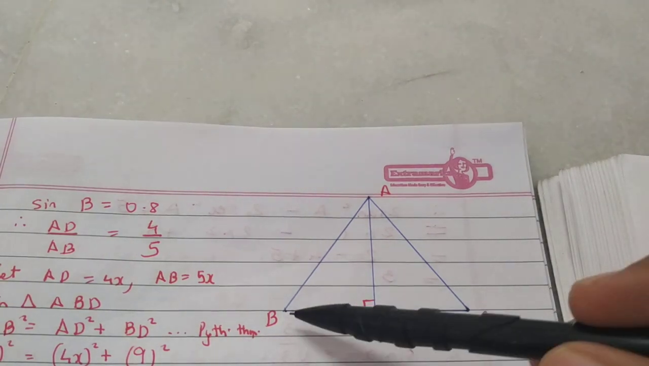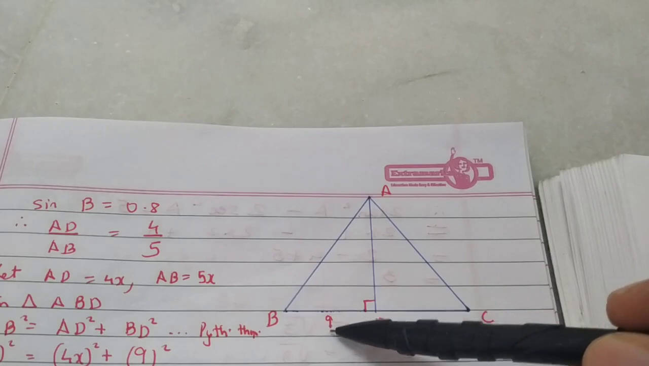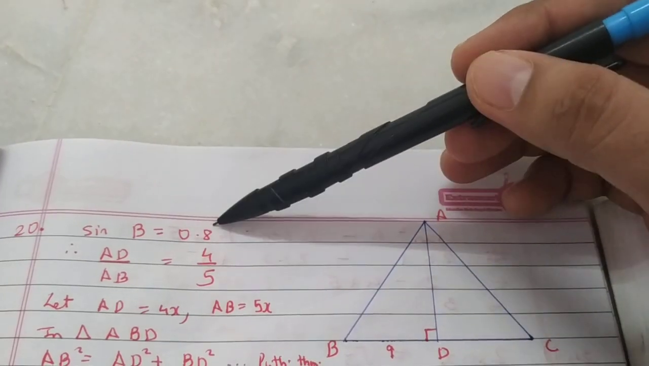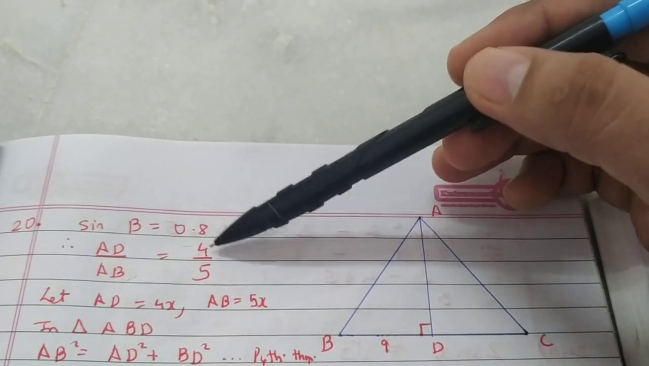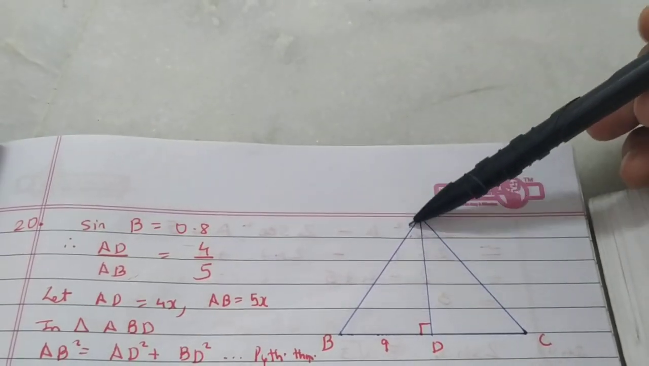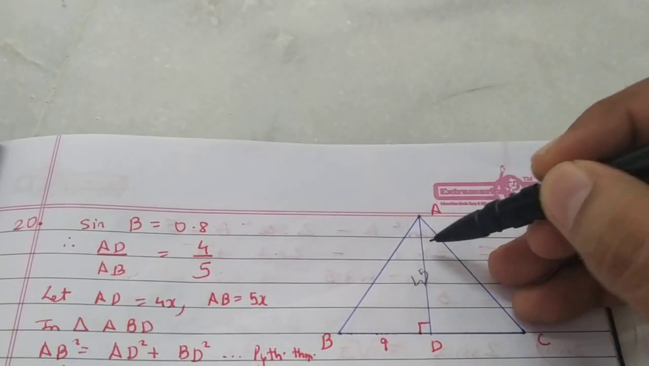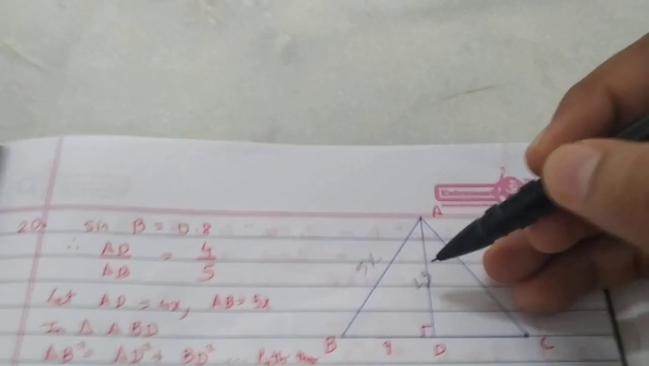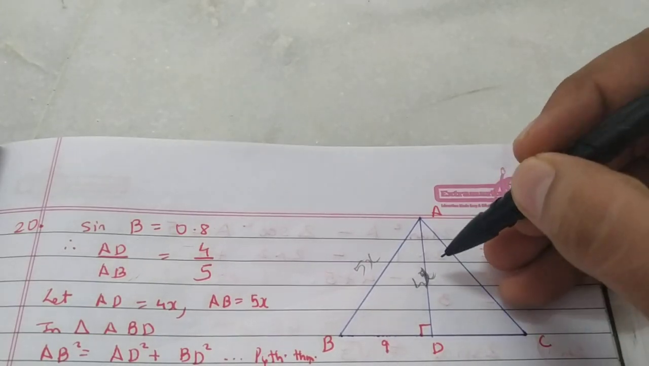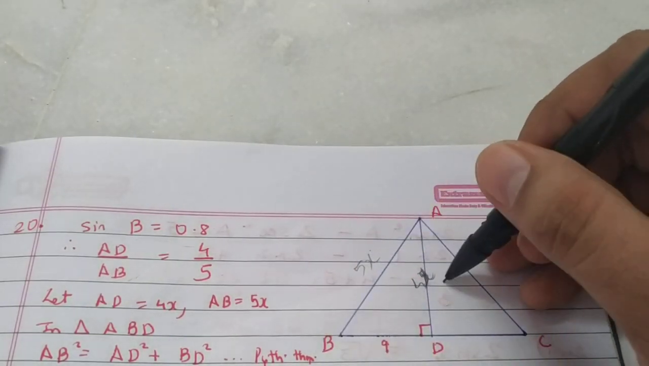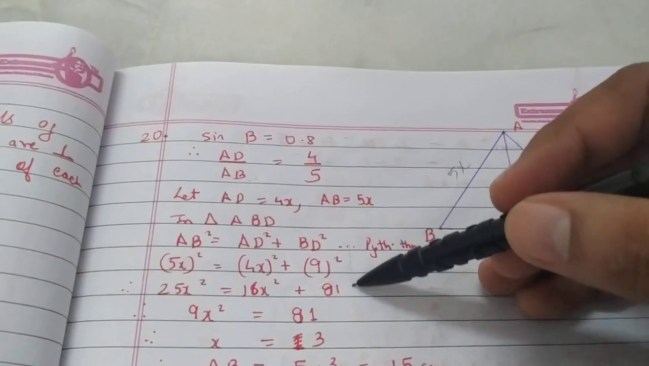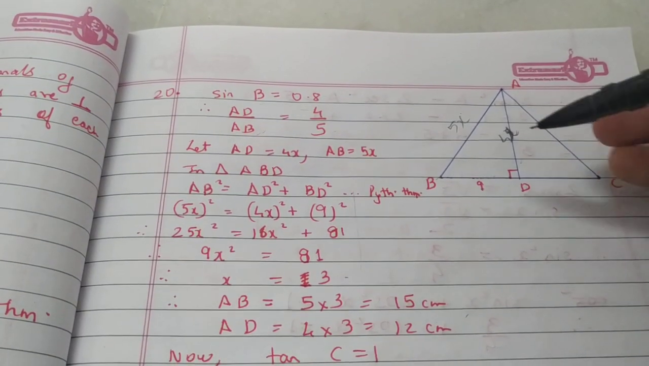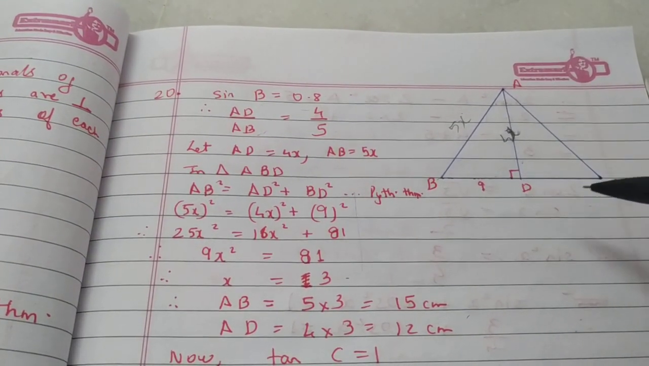All we know is that BD is 9 centimeters. And sine of angle B is given. So this will be similar to the previous sum. Sine is given, so that means the ratio is 8 upon 10, that is 4 upon 5. Let AD be 4x. Let's assume AB as 5x. So use Pythagoras theorem, 5x squared is equal to 4x squared plus 9 squared. Solve ahead, get the value of x, substitute and get the actual value of AB and AD. That's 2 things done, 2 more things left.